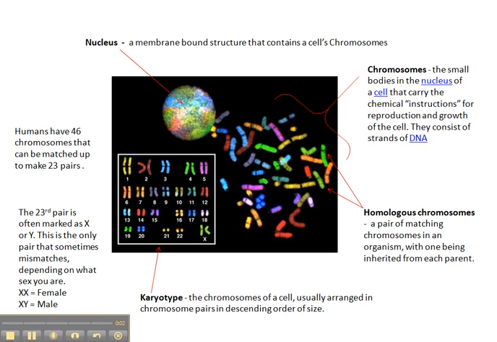Let's have a look at karyotypes. In order to explain a karyotype, it's best for you to know some of the terms that I'll be using. Let's start off with the basics. The nucleus. This is the most important organelle in a cell.